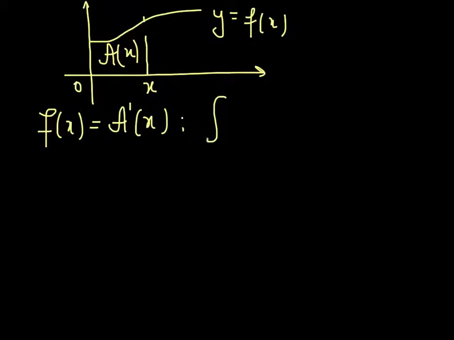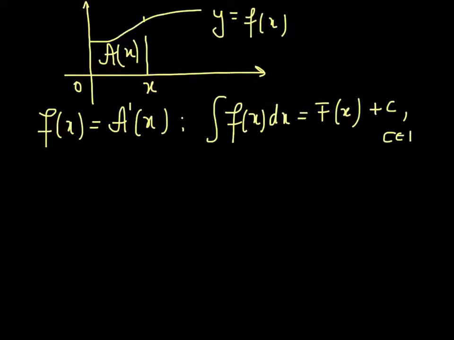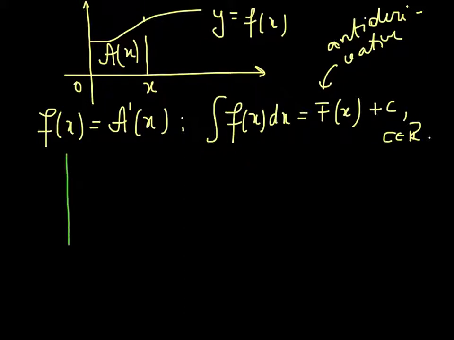Let us remember that the integral of f of x dx is a function which I'm going to call capital F of x. Let's call it like this. And it's always plus c, because you don't find a single function whose derivative gives you small f of x. This function capital F of x is called the antiderivative of f.